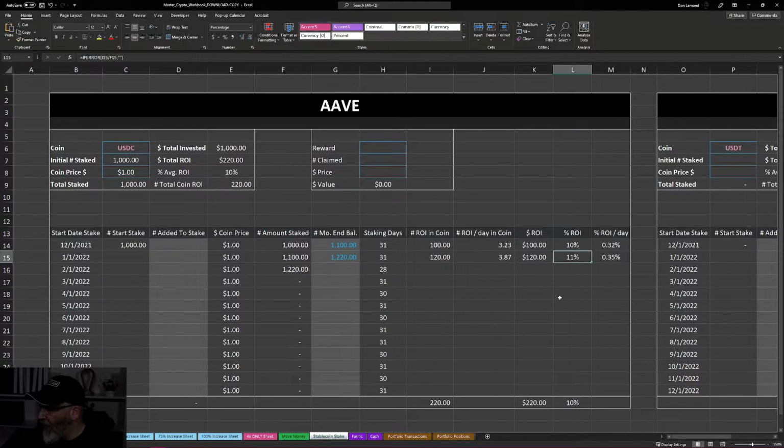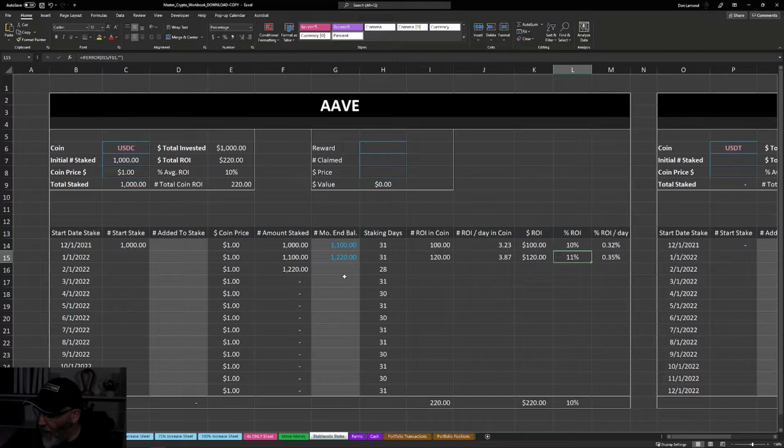So I gained 11% this month. My sheet's telling me what I gained. I'm not telling the sheet what I gained. I'm letting it tell me based on factual, actual end of month numbers. At midnight on the last day of the month, I'm going to go get a snapshot of how many coins do I now have in my stake, and it was 1,220. And I'm like, oh wow, I started with 1,000, then I had 1,100, now I have 1,220.